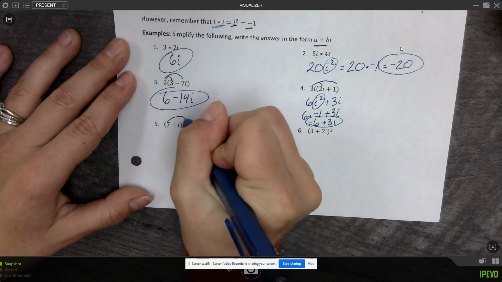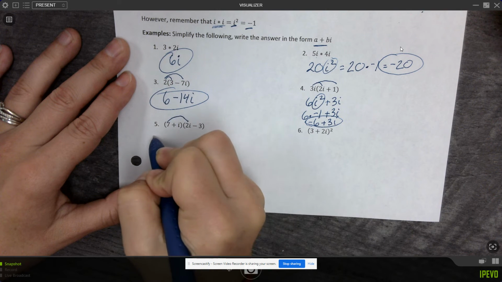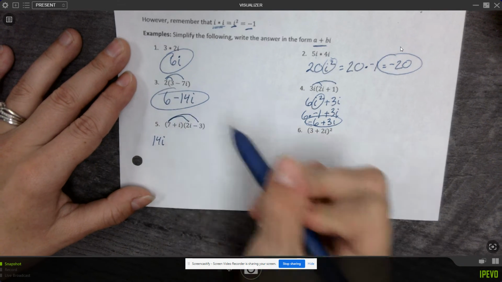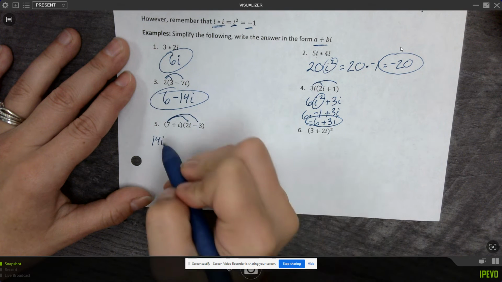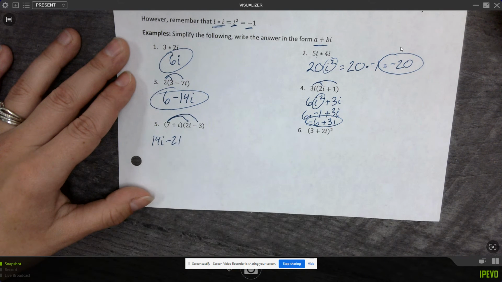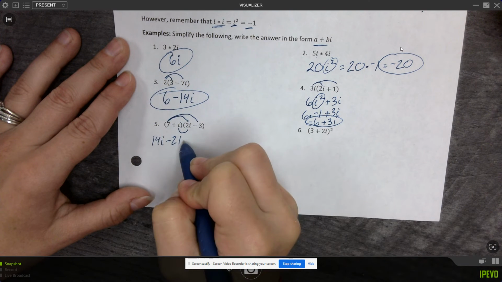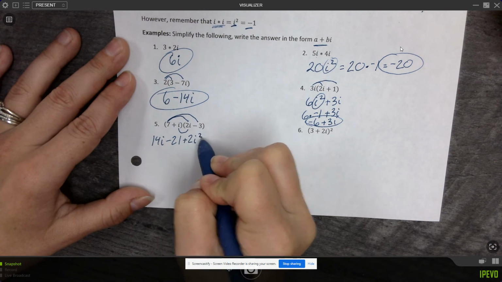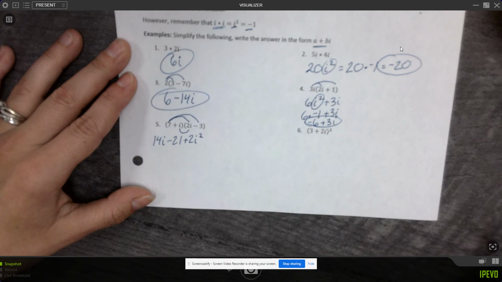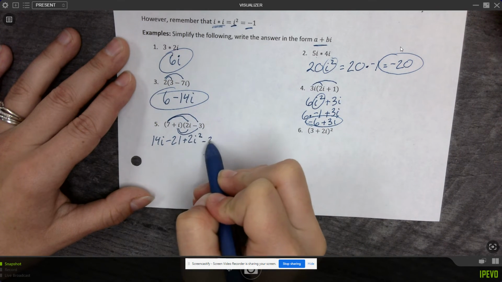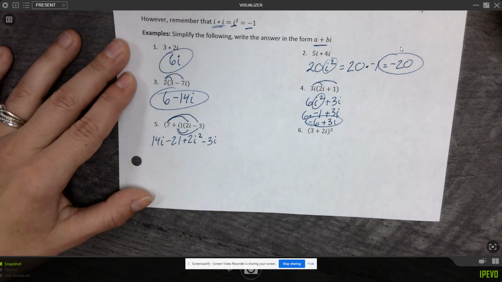So FOIL first, 7 times 2i is 14i. 7 times -3 for your outers is -21. Inners, i times 2i is 2i squared. Right? i times i is i squared. And i times -3 is -3i. So if you did the box, you should have those 4 terms.